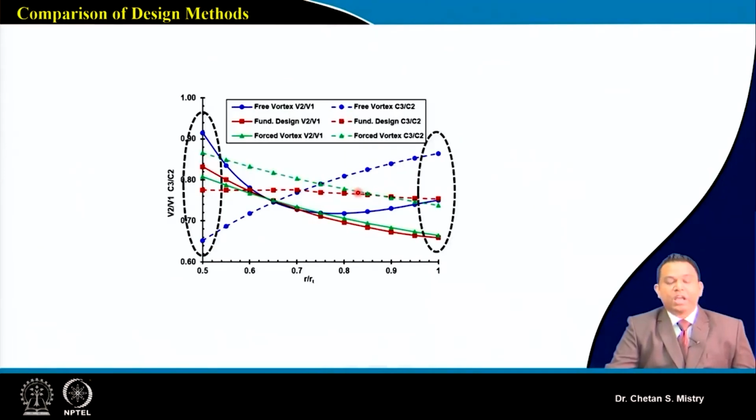And this represents what is happening with the de Haller number. If we compare the relative velocity ratios, for the free vortex approach this shows a variation from hub to tip or shroud. When we compare the forced vortex concept, that variation is not that drastic. We can see nearly the same kind of configuration in line with what we discussed for the fundamental method. So this gives us an idea about the comparison of these three design methods.